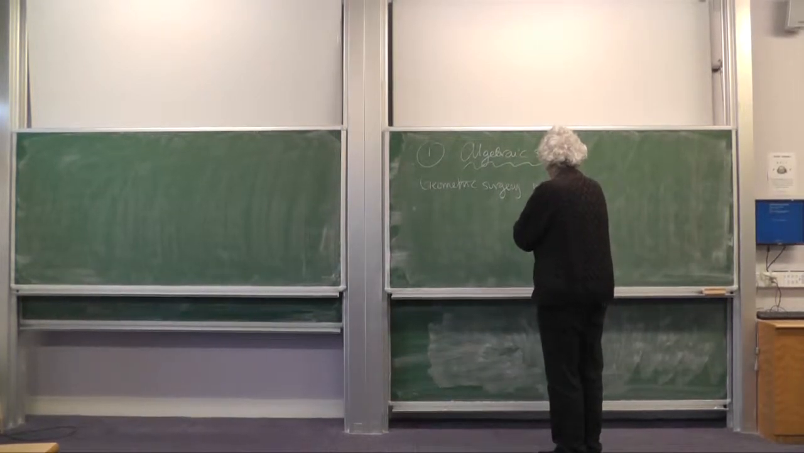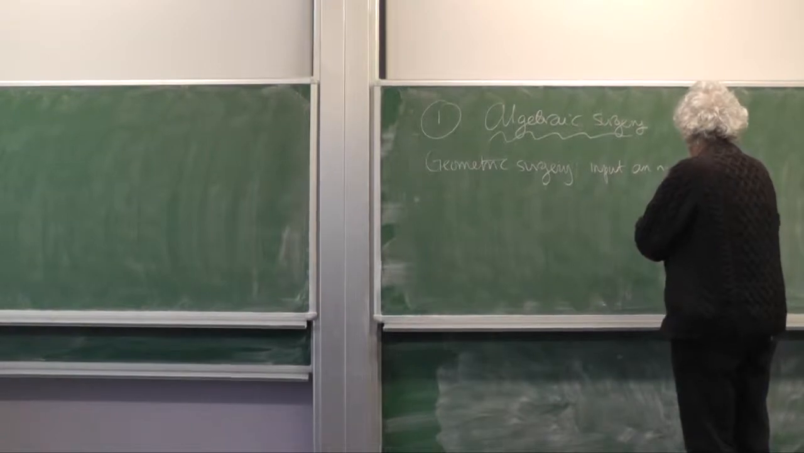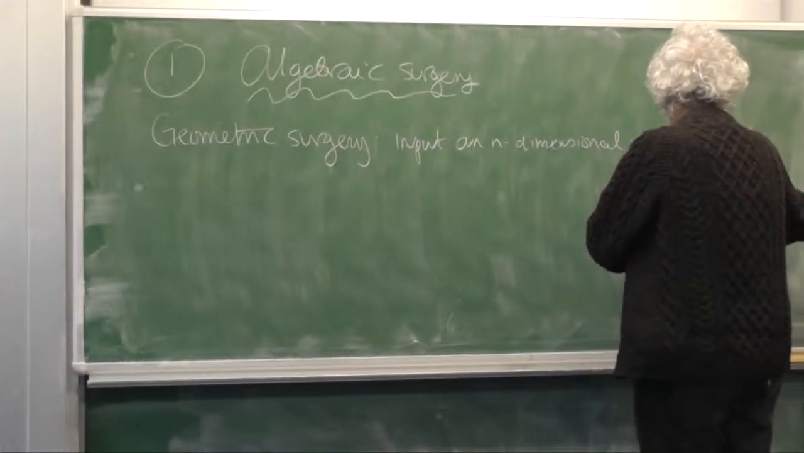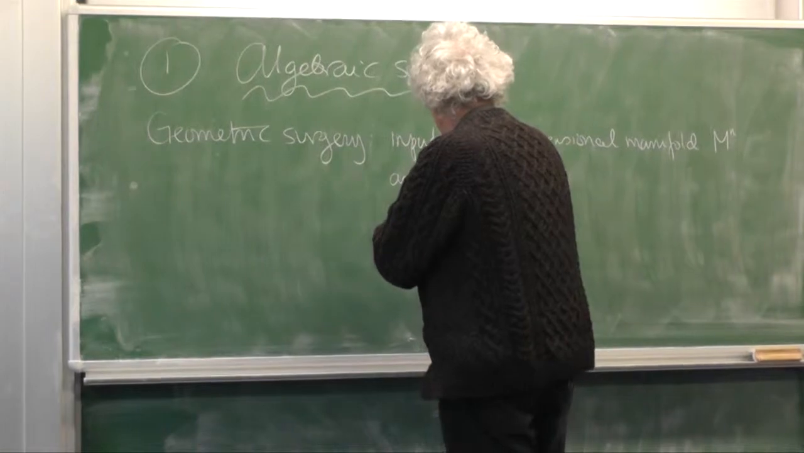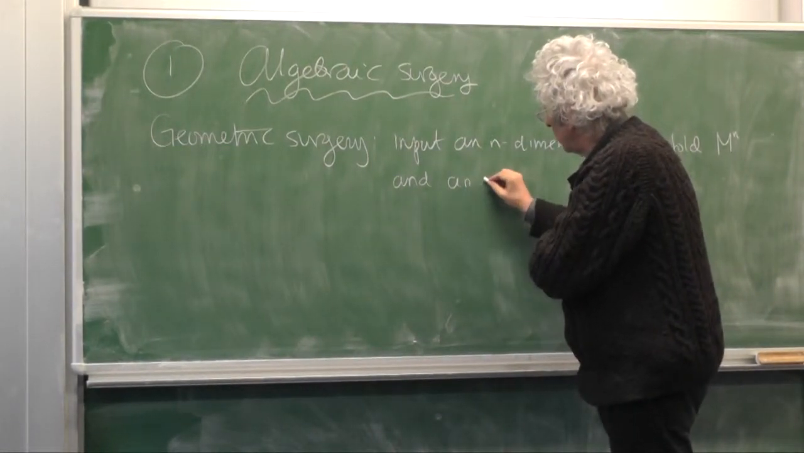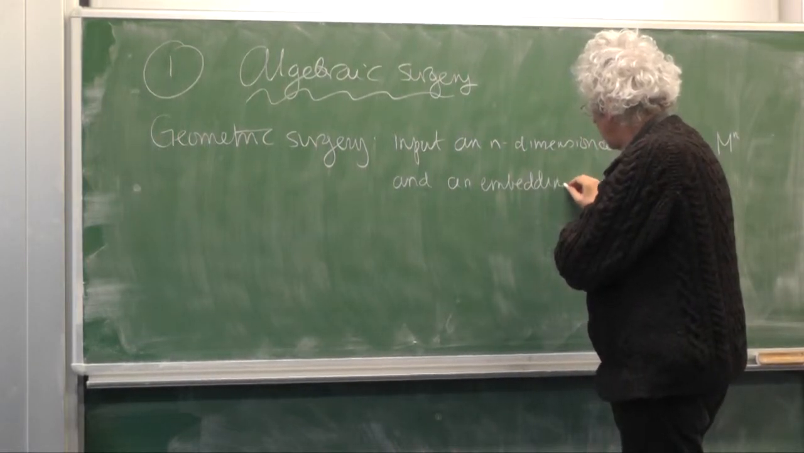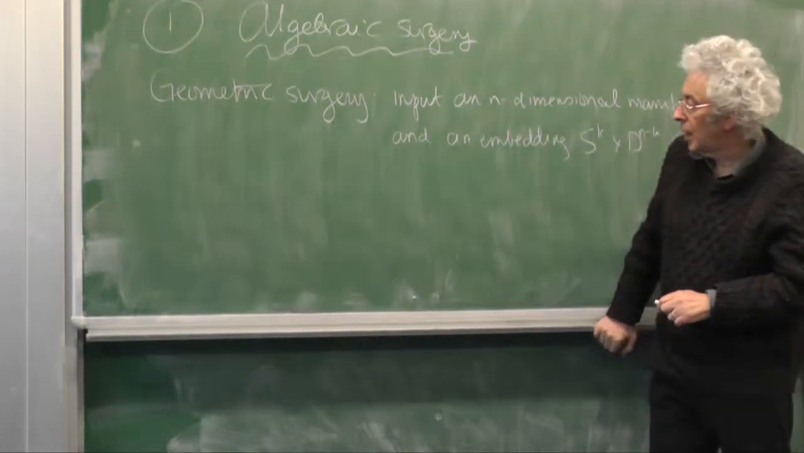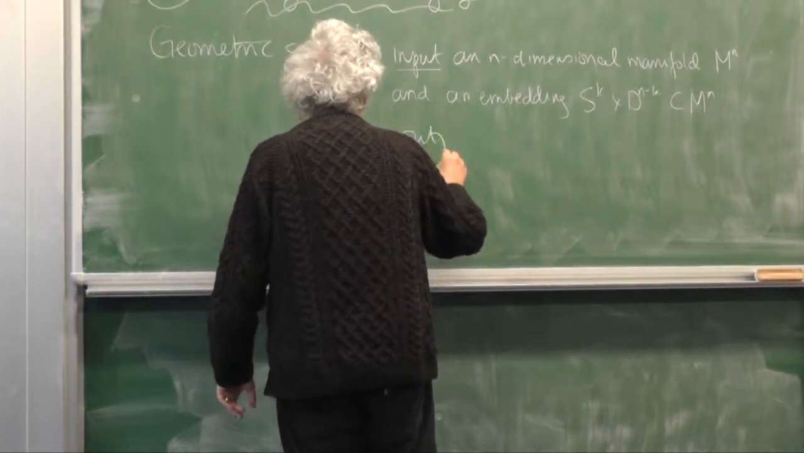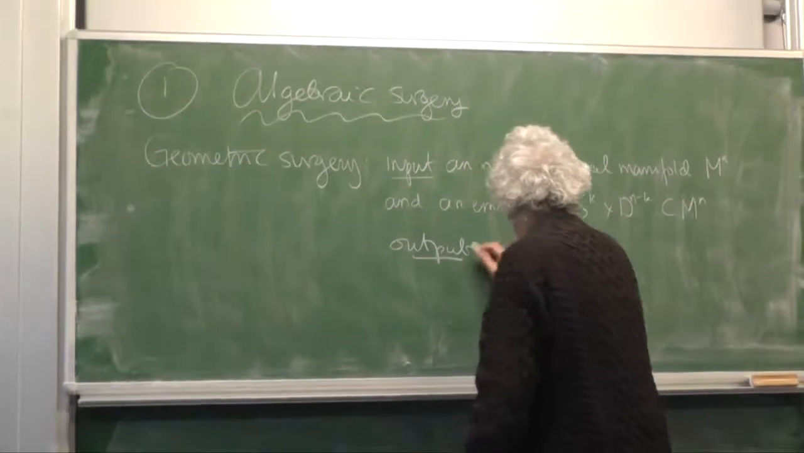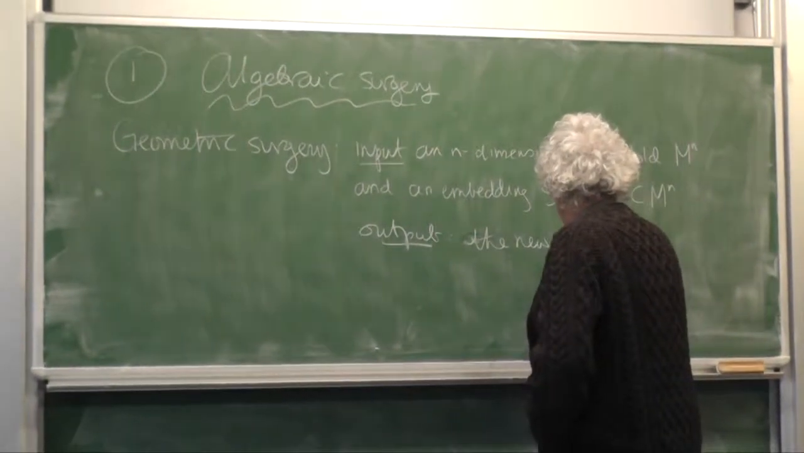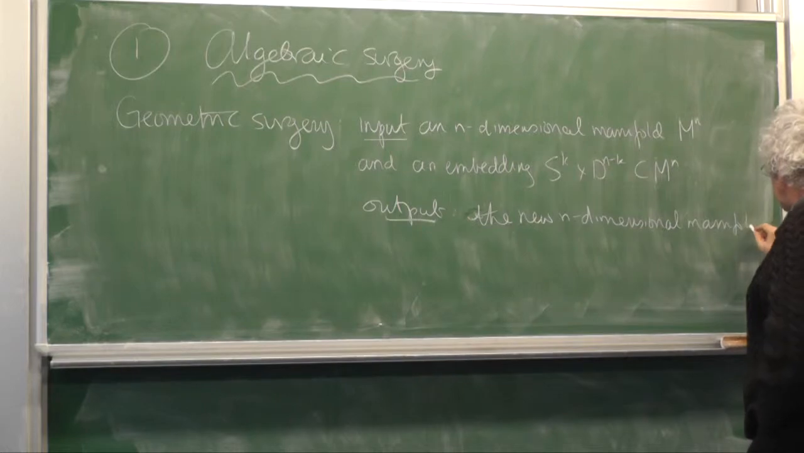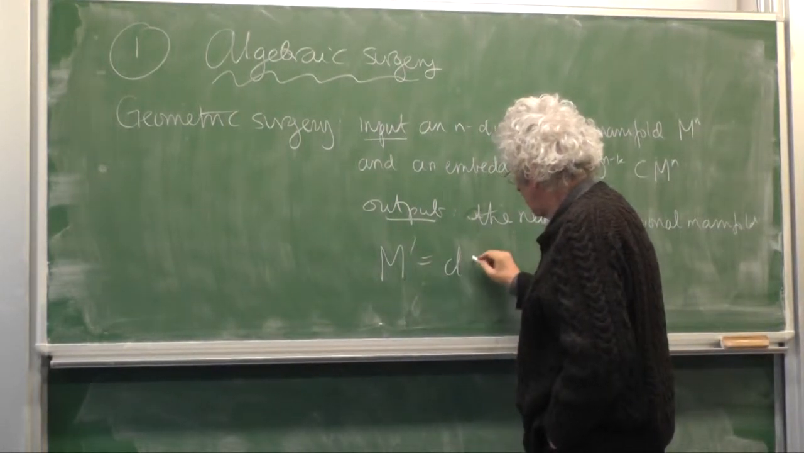The input is an n-dimensional manifold M and an embedding S^k × D^(n-k) in M. And the output is the new n-dimensional manifold M prime, the closure of M minus the embedding, with D^(k+1) × S^(n-k-1) glued in.